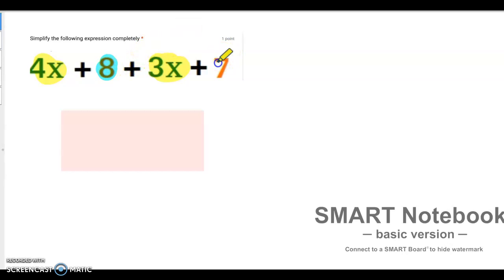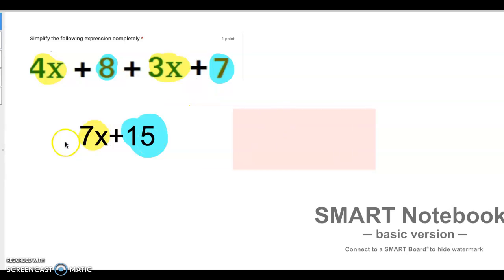8 and 7, these would be like terms because they're both constants. So remember, terms with no variable, we call those constants. So here, now we're going to add together our like terms. So 4x plus 3x, that's going to give us 7x. 8 plus 7 is 15. So now we have 7x plus 15.